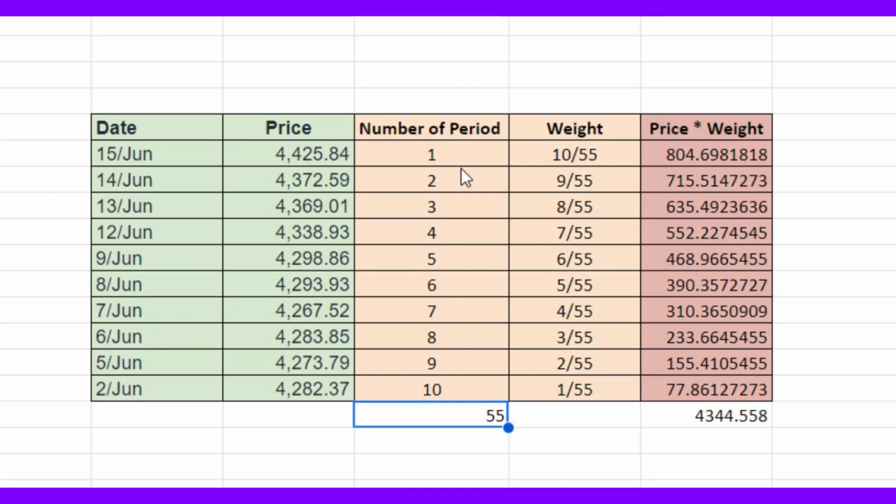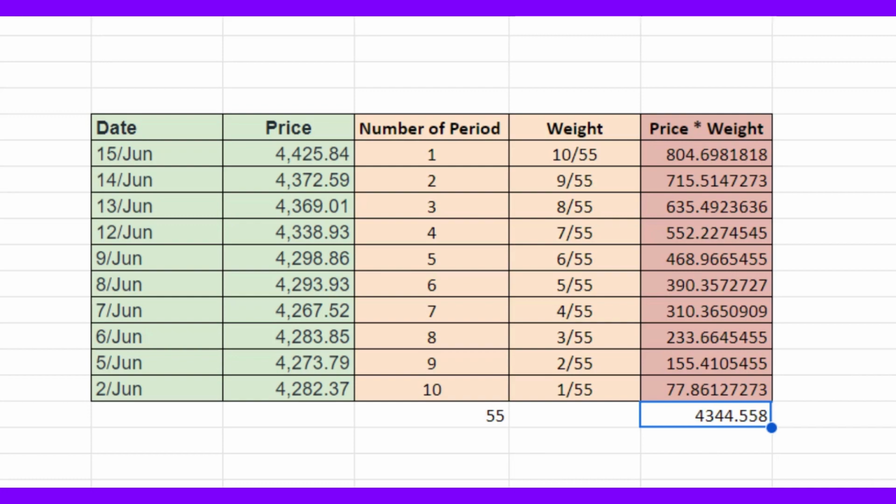Then we calculate the weight for each period. As you can see, the recent date has the highest weight, which is 10 divided by 55. Step 3 would be to find the price for each weight, which is simply multiplying the price by weight. Step 4 is adding up the entire column, which is 4,344.558. And this is the 10-day WMA for S&P 500 for the mentioned period.